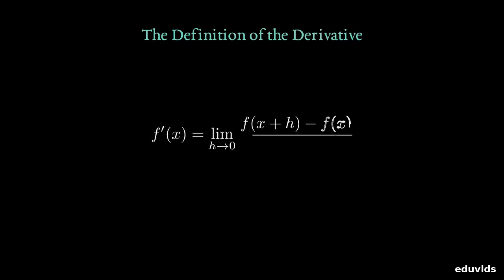The derivative is the mathematical tool we use to find the slope of that tangent line. We define it as the limit of the difference quotient. The difference quotient is just the slope formula we used earlier. The limit part tells us to shrink the distance between our 2 points until that distance is effectively zero.